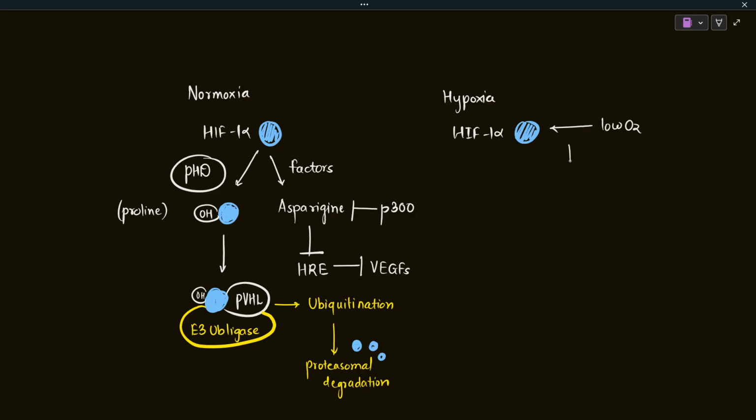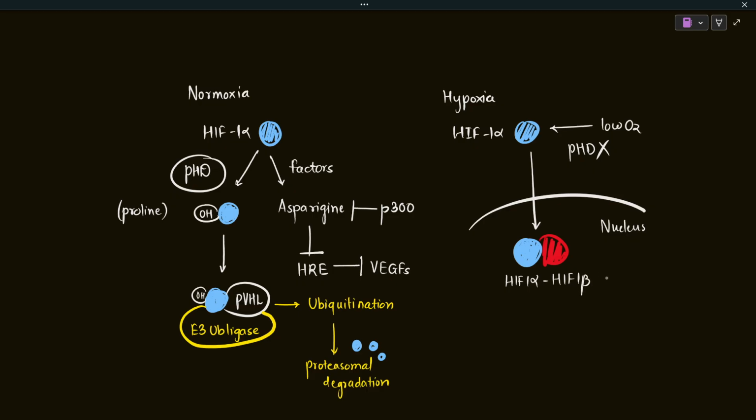So the PHD cannot work, and due to this, this HIF-1 alpha comes in the nucleus. So this is the nucleus, and in the nucleus, this HIF-1 alpha gets dimerized with HIF-1 beta. So this is the HIF-1 alpha HIF-1 beta complex.